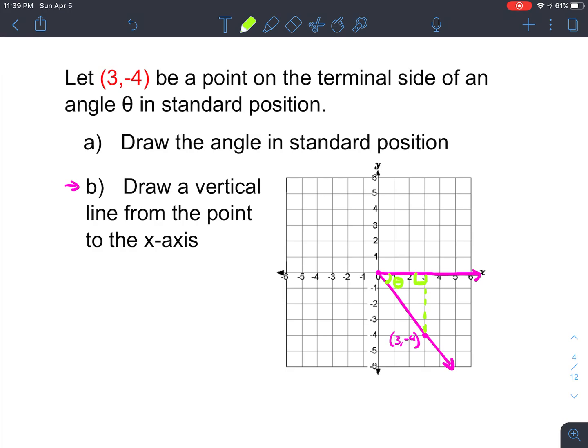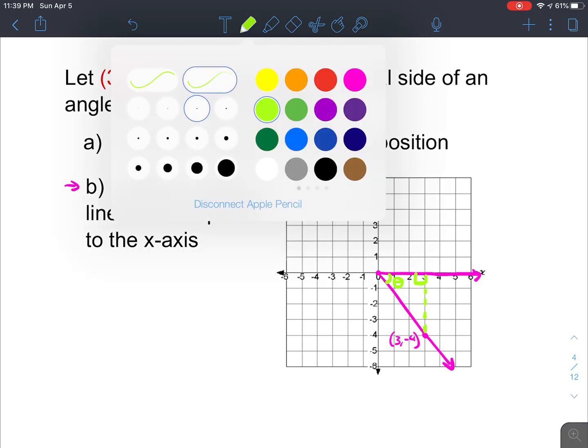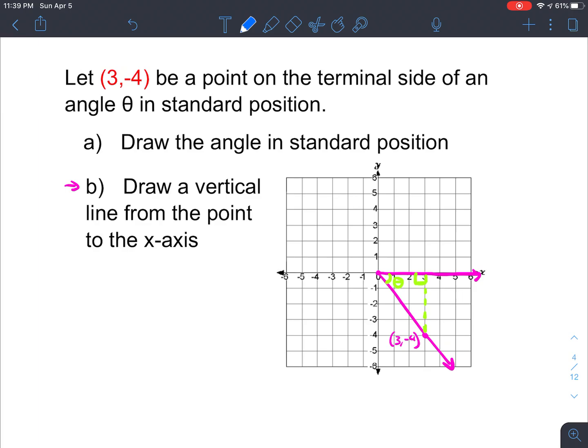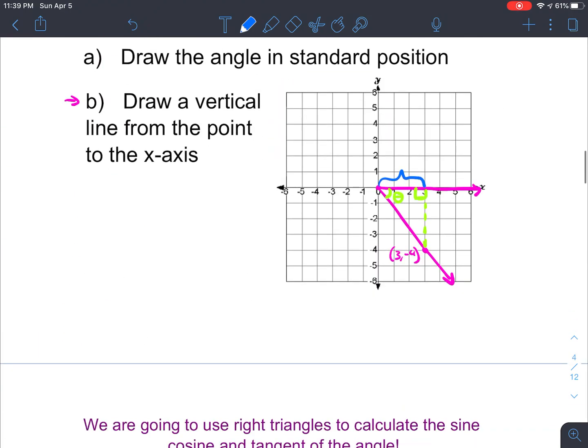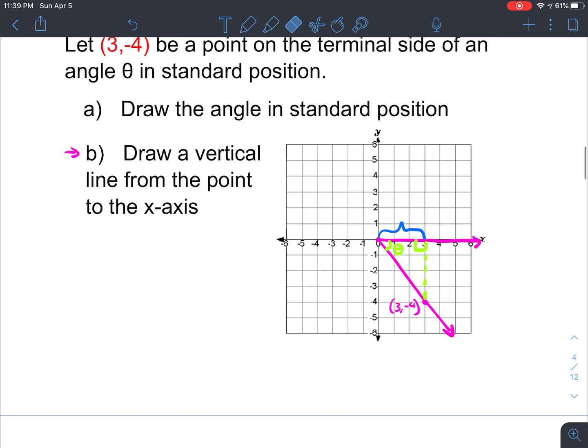Okay, and now what are we going to do with that triangle? Well, you can bet we're going to use it to evaluate our trig functions. So now, in order to be able to do that, we need to know how long our sides are, because all of the trig functions are based off of the relationship between the sides. So we know that this side right here is 3 boxes long.